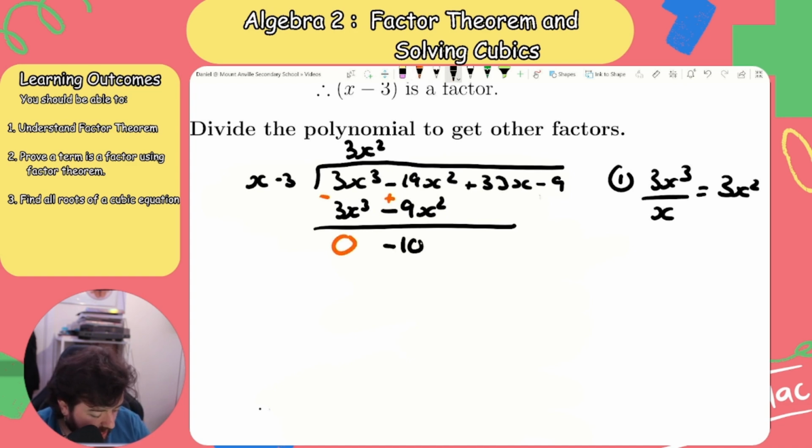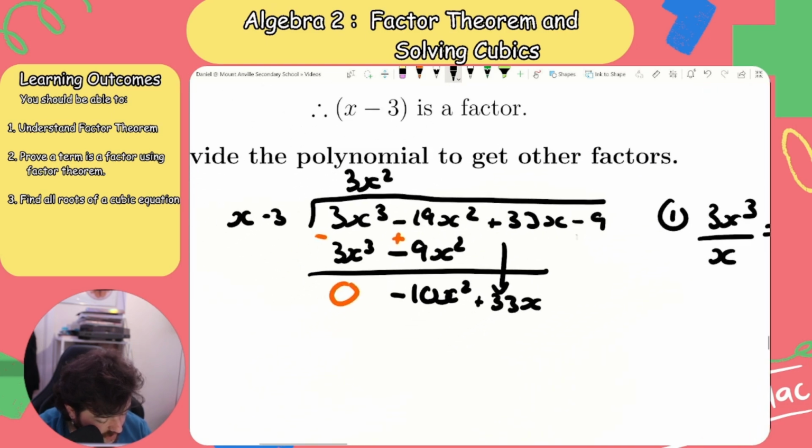This goes to a minus 10x squared. Bring down the plus 33x. It's plus 33, isn't it? Yes.